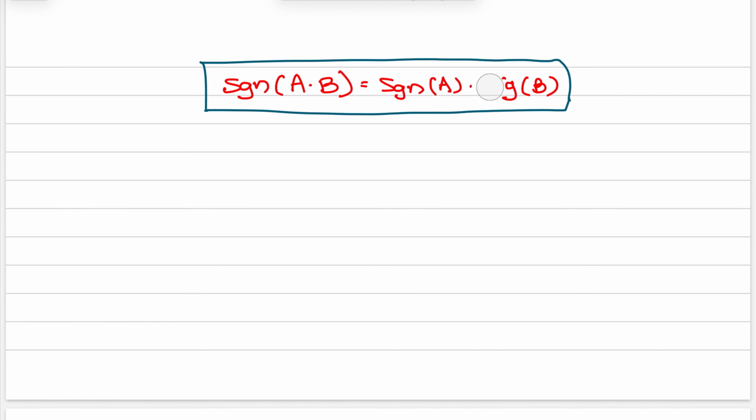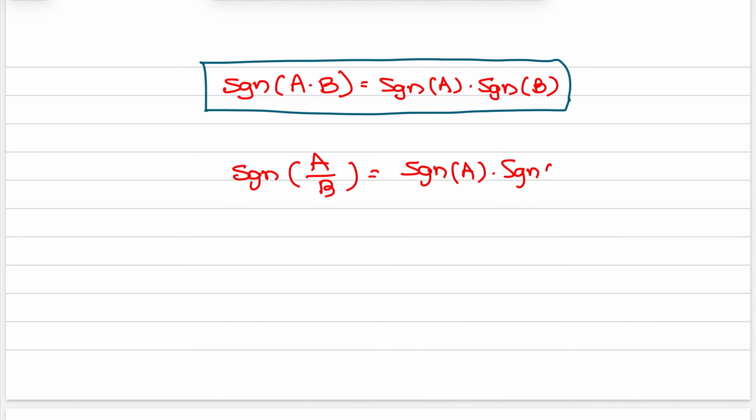Here also it is SGN. Now, another property is also there. Signum A by B is equal to signum A into signum B.